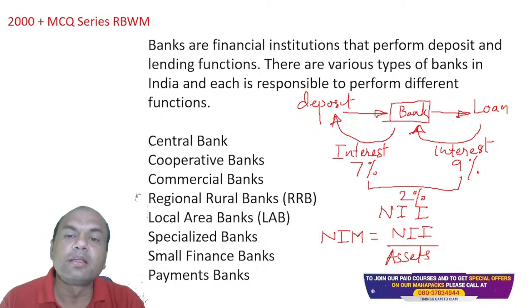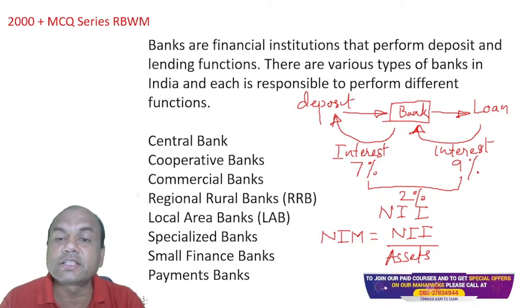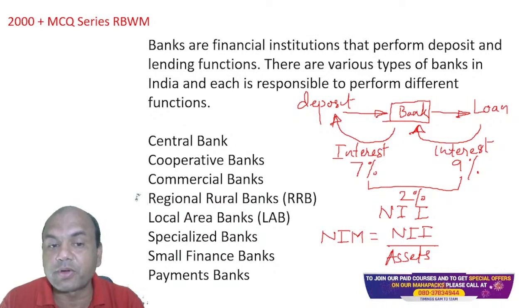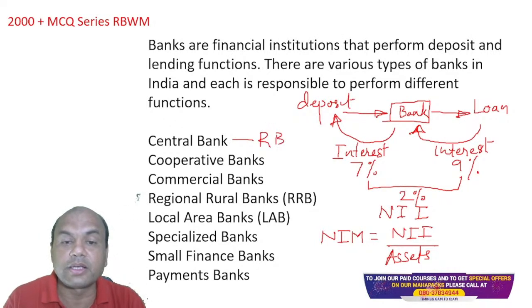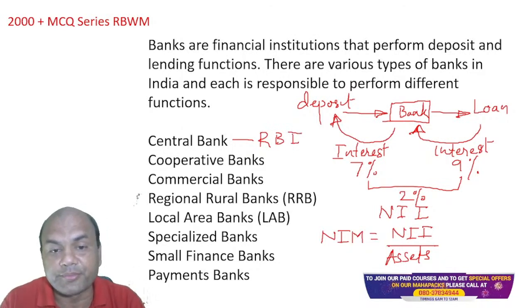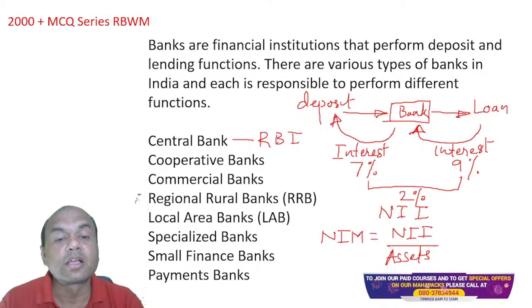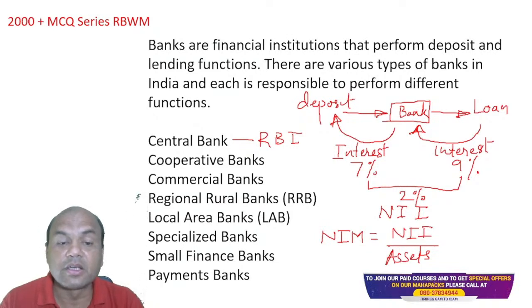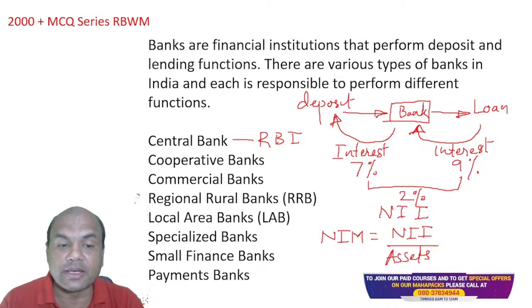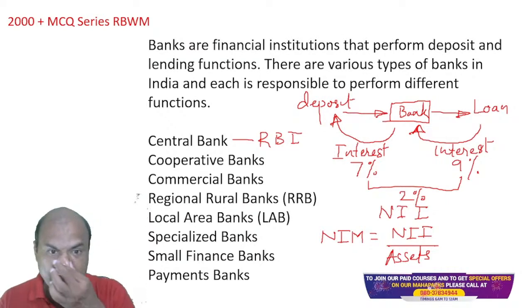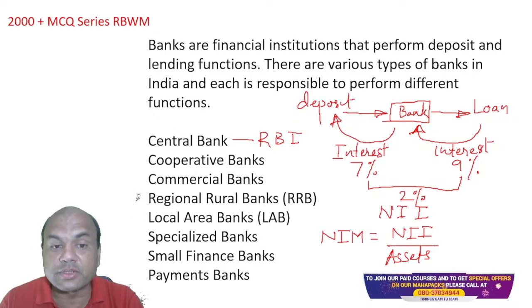There are various types of banks in India, and each is responsible for performing different functions. So what are the various banks in India? One is the central bank. Central bank means RBI over here, not Central Bank of India, it is RBI. Second, cooperative banks, commercial banks, RRBs, local area banks, specialized banks, small finance banks, and payment banks. Now, how many are these? 3 plus 3, 6 plus 2, 8 types of banks. Plus, there are others which are not added over here.